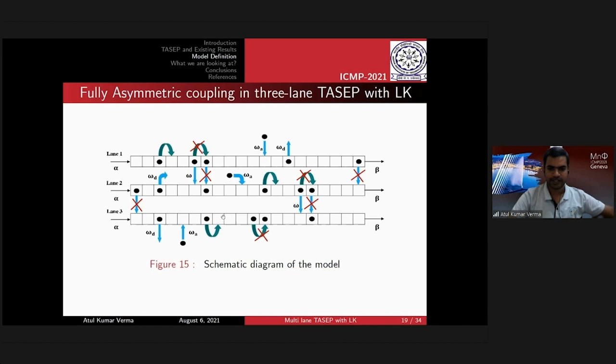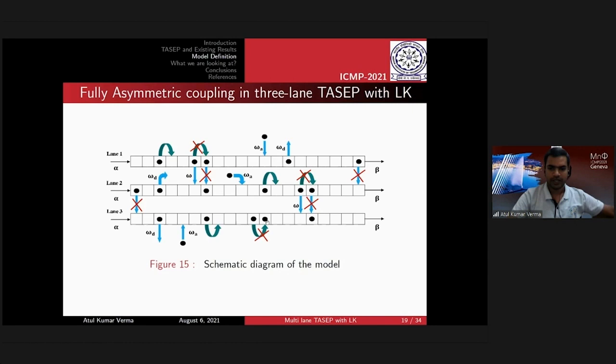So the rules are: particles can enter any lane with rate alpha, and they can leave with rate beta. In between, in the bulk part, they can attach and detach with rates omega A and omega D. And they can also hop between the lanes. I am considering fully asymmetric coupling, meaning particles of lane 2 and lane 3 cannot go backward, they can only go forward. Particles of lane 1 can go to lane 2, and particles of lane 2 can go to lane 3. So these are the master equations.